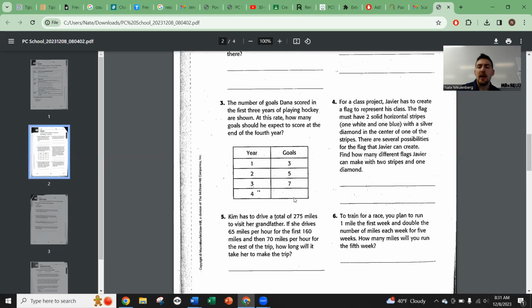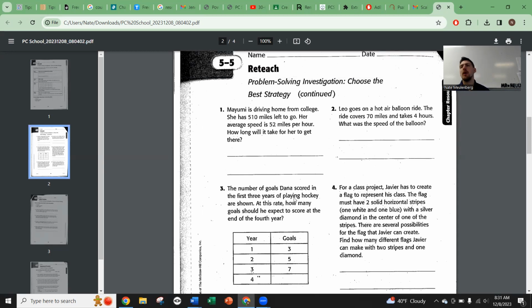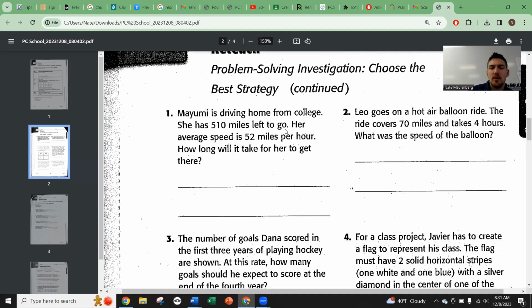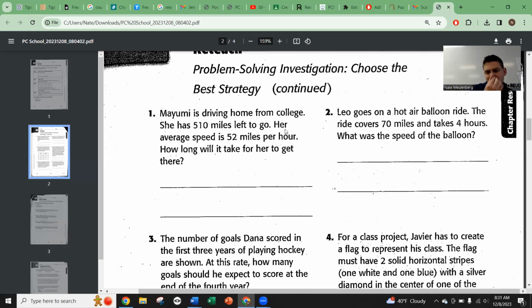Let's look at now page 29. Mayel, Mariah, one of you guys read me number 1 on page 29, please. Thanks, Mayel. Go for it. You can read number 2, Mariah. All right, Mayel, number 1. Sure, whatever you want. Her average speed is 52 miles per hour. How long will it take for her to get there?